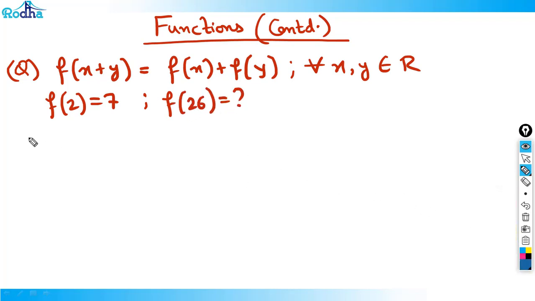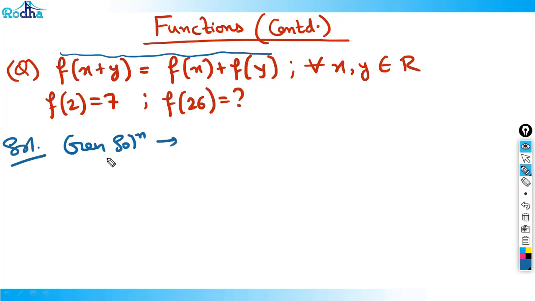Now let's see here. This f of x plus y is equal to f of x plus f of y. This is a special equation, right? We just saw what is the general form of this. The general solution for such an equation is f of x is equal to kx.